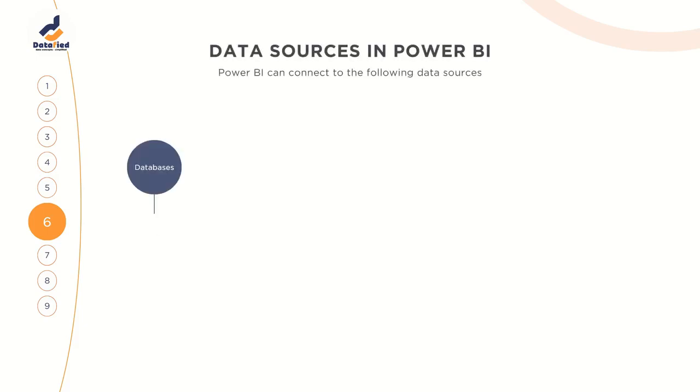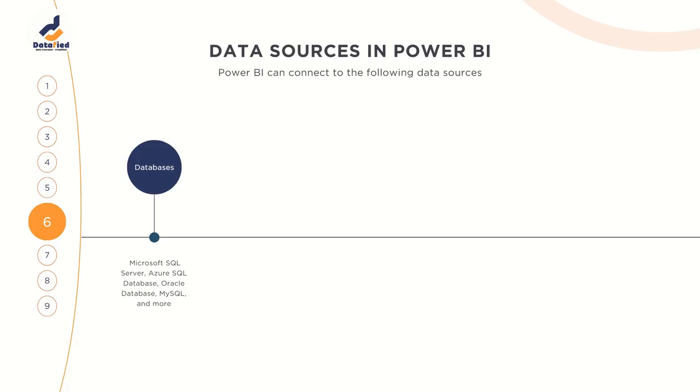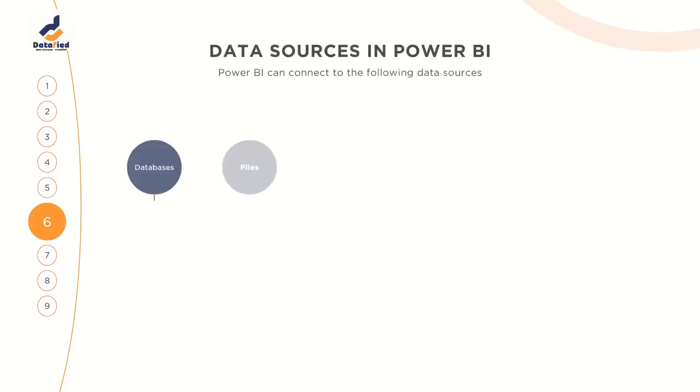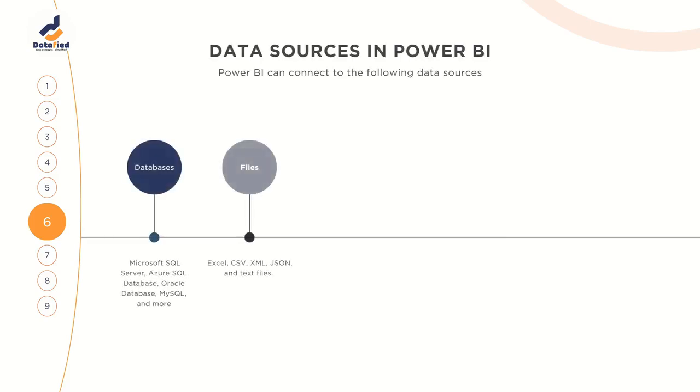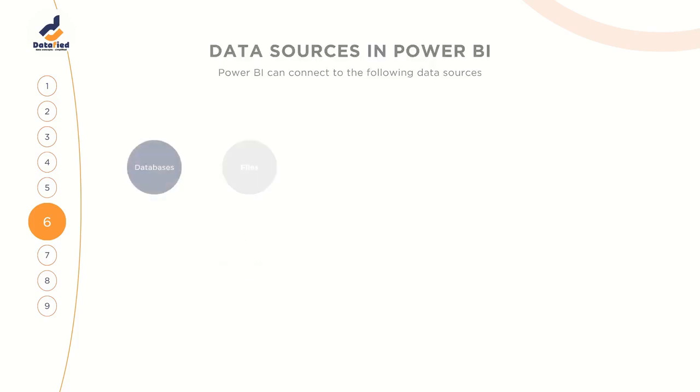The first source I'd like to mention here is databases. Power BI can pull data from databases, which means that you can connect your data source to Power BI from a database. Databases like Microsoft SQL Server, Azure SQL Database, Oracle Database, MySQL, and much more. We also have another data source, which is files. So you can also connect various files like Excel, CSV, XML, JSON, PDF, and text files. You can connect those into Power BI to extract data for visualization purposes.